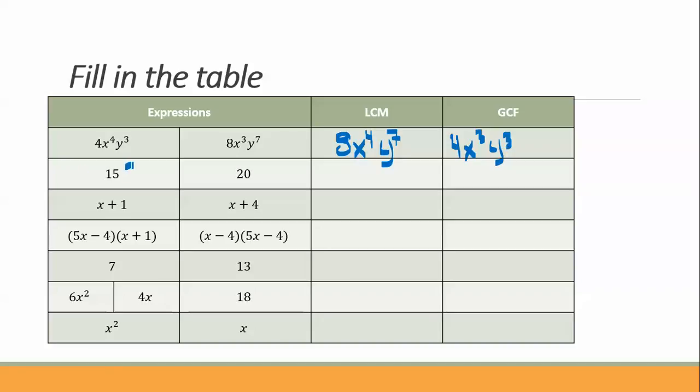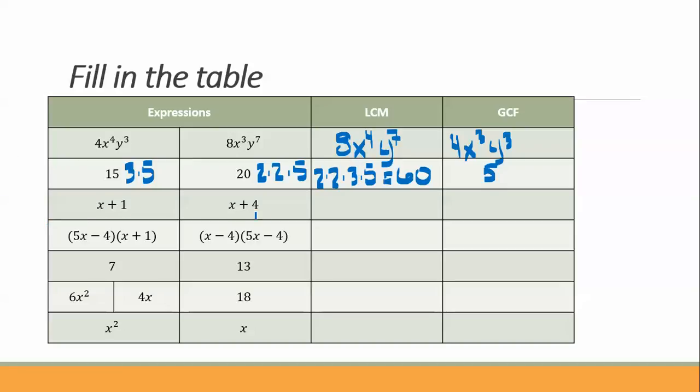15 is 3 times 5. 20 is 2 times 2 times 5. So our least common multiple for 15 and 20 is going to be all of the factors multiplied. So it's 2 times 2 times 3 times 5, which is 60. The greatest common factor is the only factor that's common in both of them, so the 5 is the only thing that's common in both.